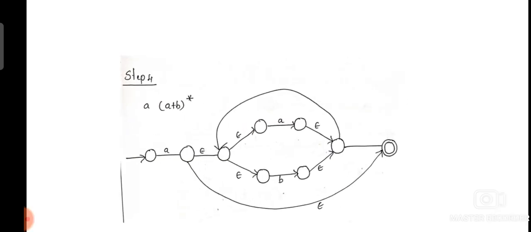Then previously we have to add one symbol a. For that we have to add one state previously.